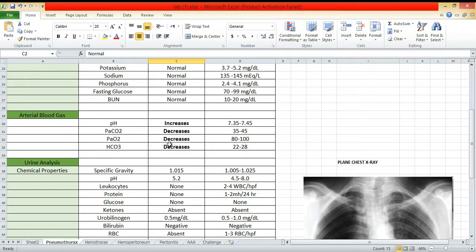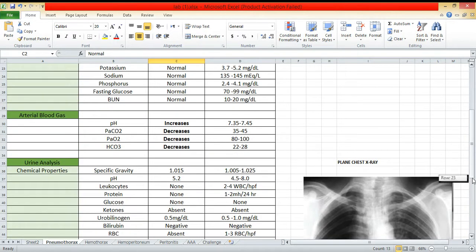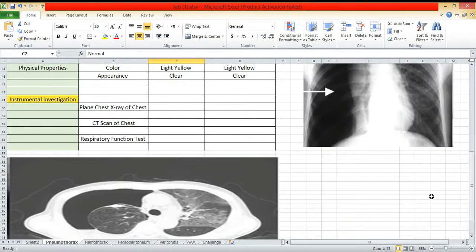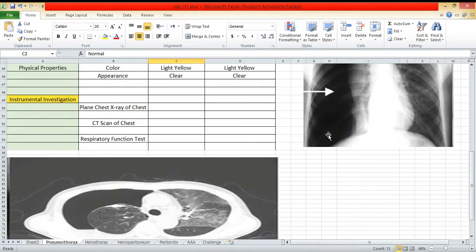And in instrumental investigation, on the right here, we have the plain chest X-ray. It shows pneumothorax due to a darker shadow, and down here is the CT scan of pneumothorax.